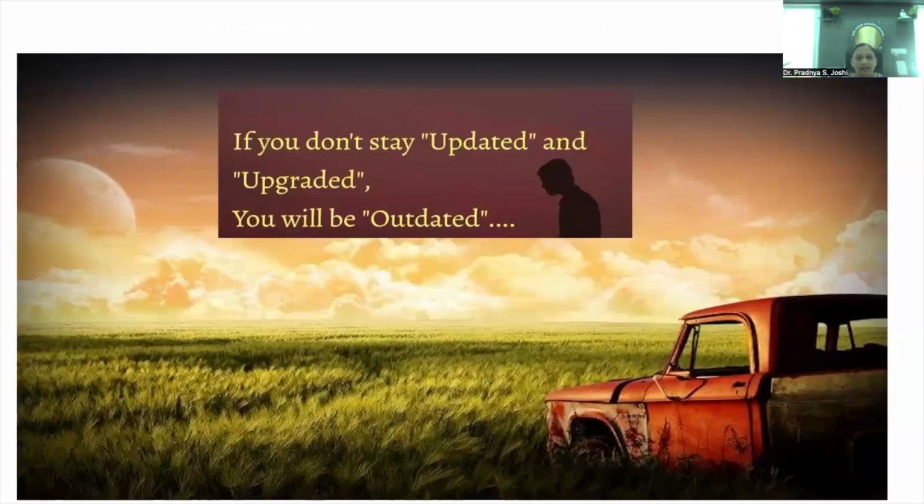It is well said that if you don't stay updated and upgraded, you will be outdated. Water also loses its purity when it is stagnated. So, the flow of new knowledge is always necessary to keep the branch vibrant for every fraternity of the science. So, let us discuss today's topic, that is recent advances in anesthesia for shoulder arthroscopy.